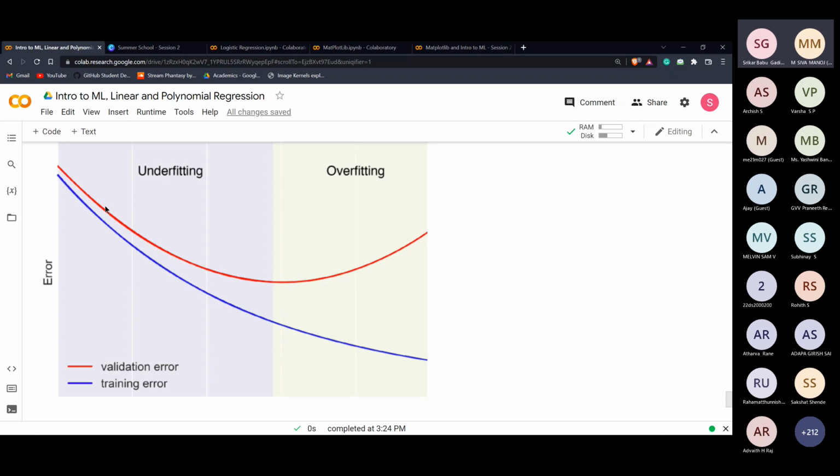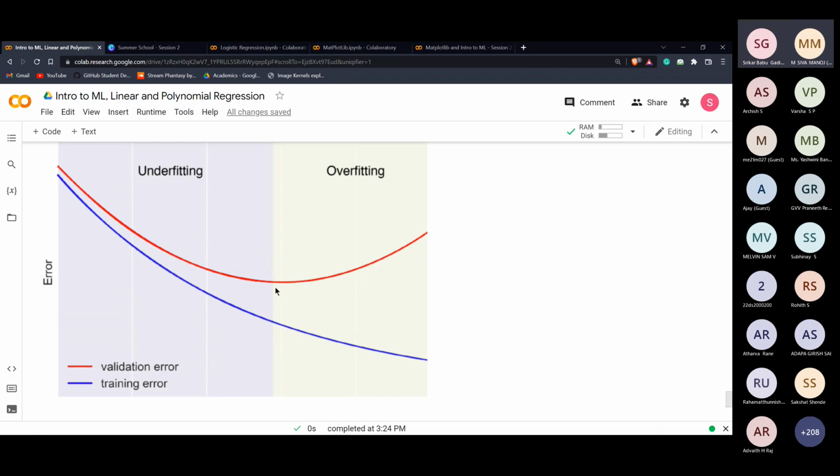This training error and validation error starts off high. This is the case of underfitting. And as my degree of polynomial increases, the training error keeps decreasing. This is because my model is trying to capture more and more features of the training data. There will be some polynomial of a particular degree which captures minimum validation error. This is the sweet spot we try to find.